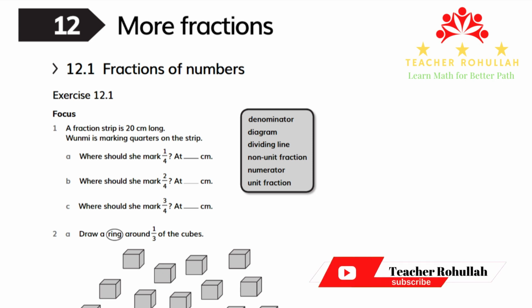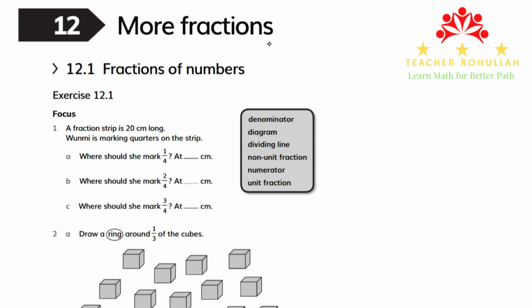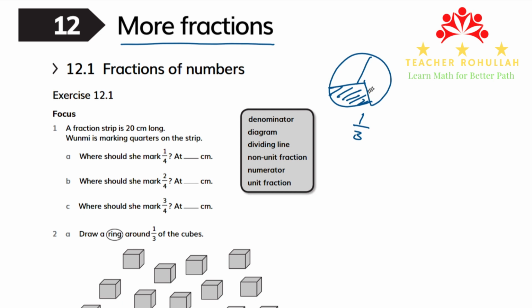In this lesson, I'm going to work on Unit 12 of Cambridge Primary Mathematics Workbook 3, and this unit is about fractions. So this unit is titled More Fractions. Fractions show part of a whole or part of a number. Suppose we have a circle, and if we cut this circle into 3 equal parts, one of them is shaded. The fraction of the shaded part is 1/3. It means out of 3 equal parts, one of them is shaded. This is how a fraction works.